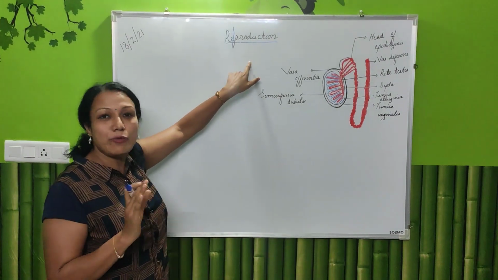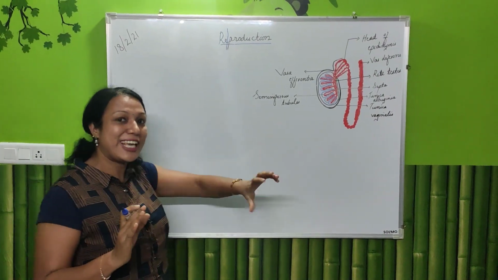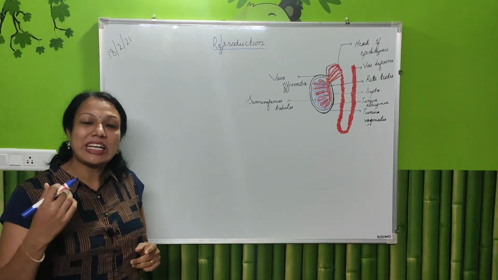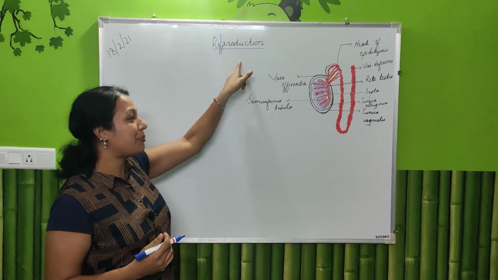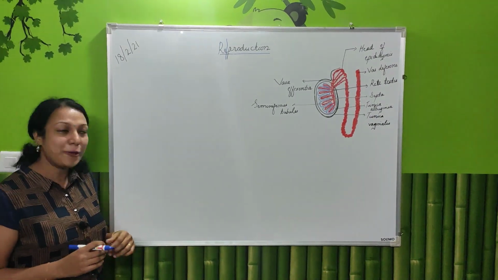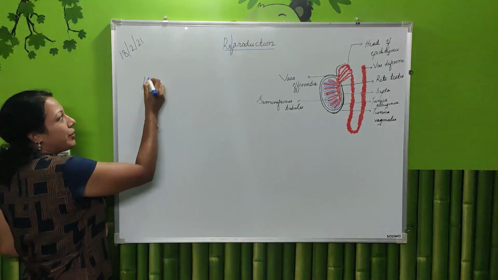Whenever you get any word in biology, especially during the exam time, just try to split it and see. Okay, you can create your own definition. So reproduction, it is the ability of an organism to produce its own kind. Okay, now we are going to human reproduction.